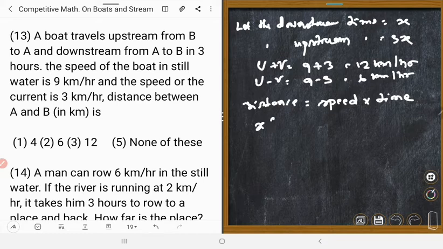That means x into u plus v is equal to 3 minus x. Oh, that is upstream, not 3x. That is 3 minus x is equal to u minus v. Could you understand?